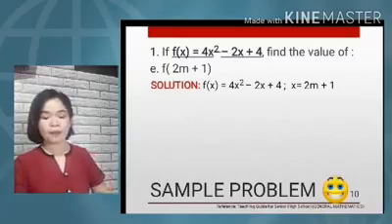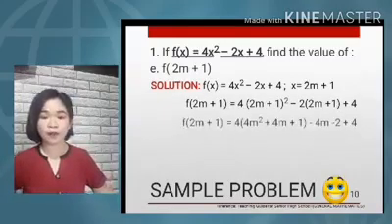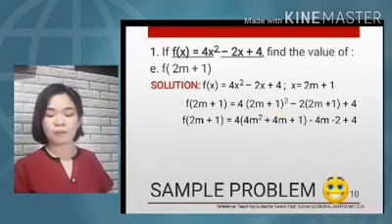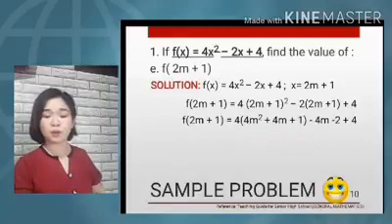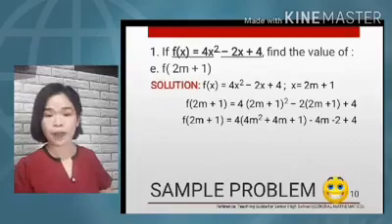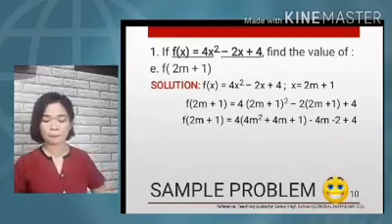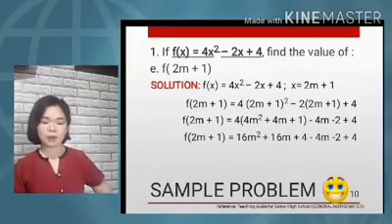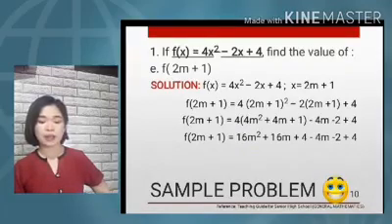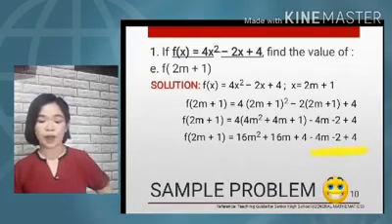And then, copy 4 and then expand 2m plus 1 raised to 2, which becomes 4m squared plus 4m plus 1, minus 2 times 2m is 4m. Negative 2 times 1 is negative 2, plus 4. Copy plus 4. So that will be equal to 4 times 4m squared is equal to 16m squared. And then 4 times 4m is 16m. And then 4 times positive 1 is positive 4. Bring down negative 4m minus 2 plus 4.